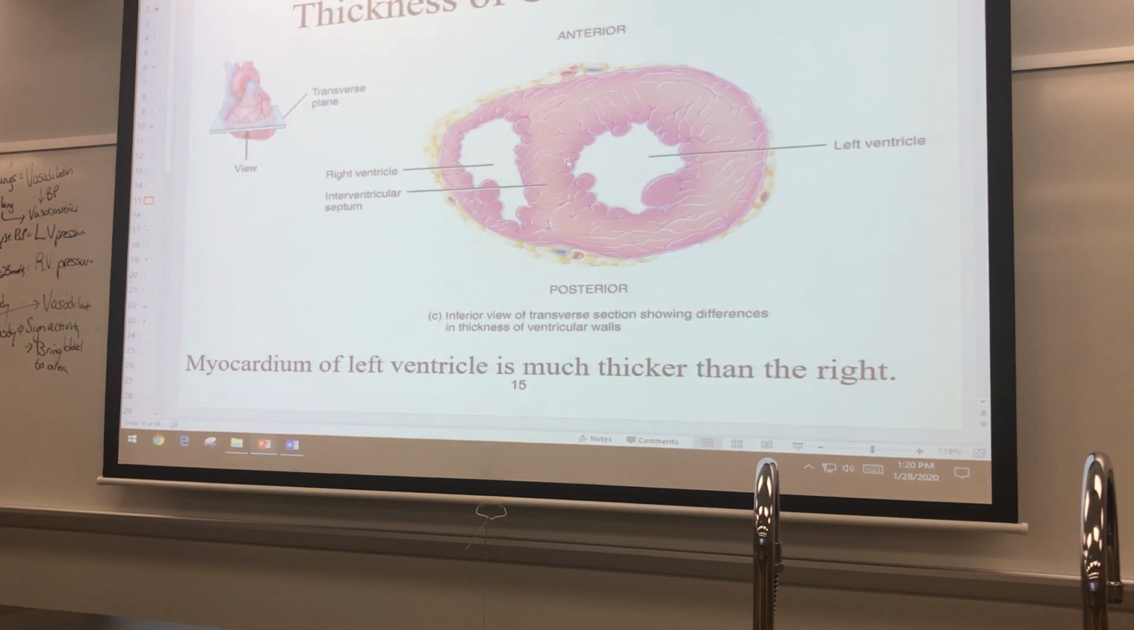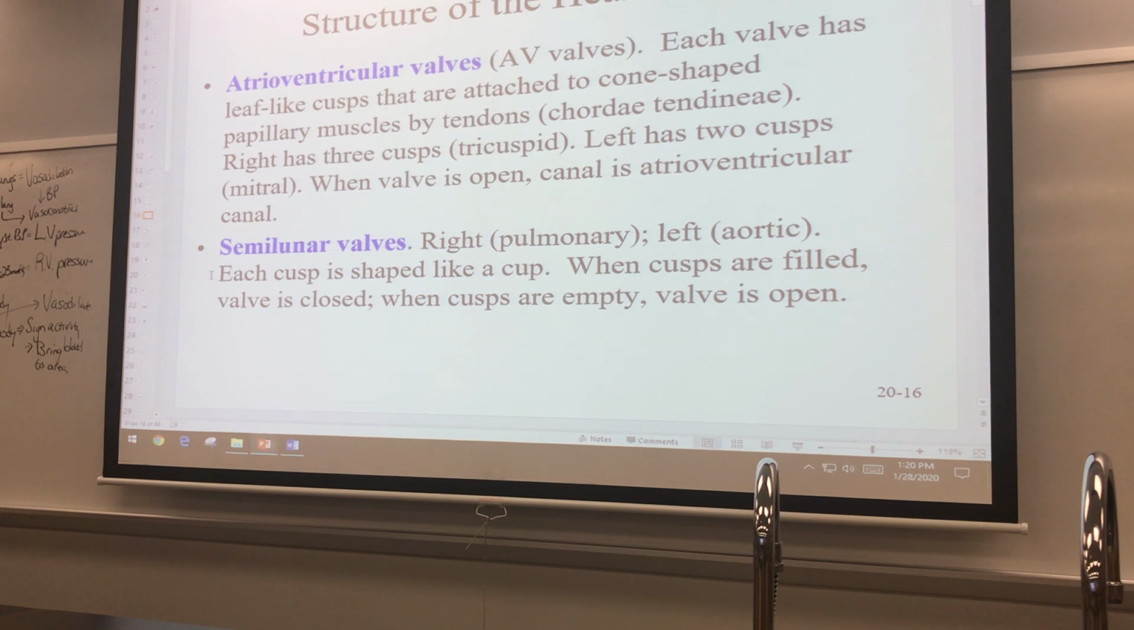All right, and this shows you the difference in the size of the walls. Huge difference, isn't it? Now, the valves, AV valves and semilunar valves. The valves provide us a one-way flow of blood. So then you can direct blood from atria to ventricles, ventricles to the main arteries.